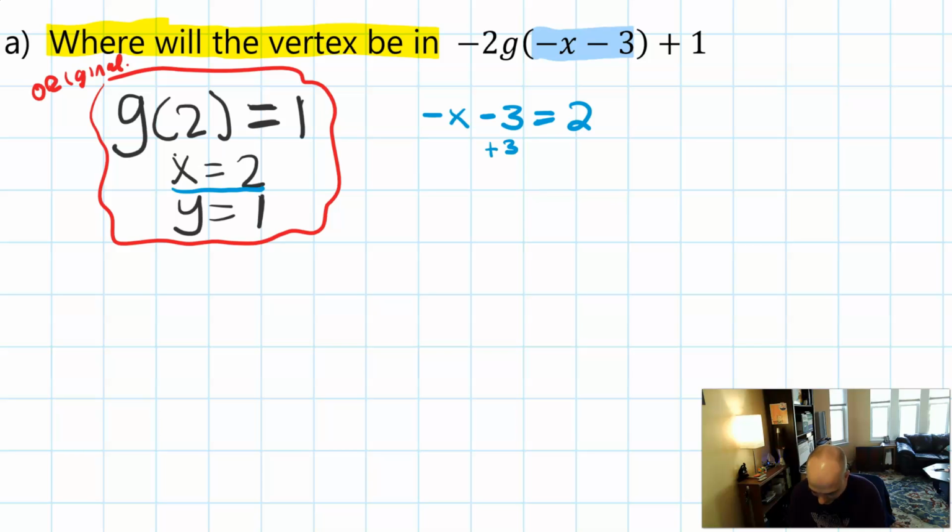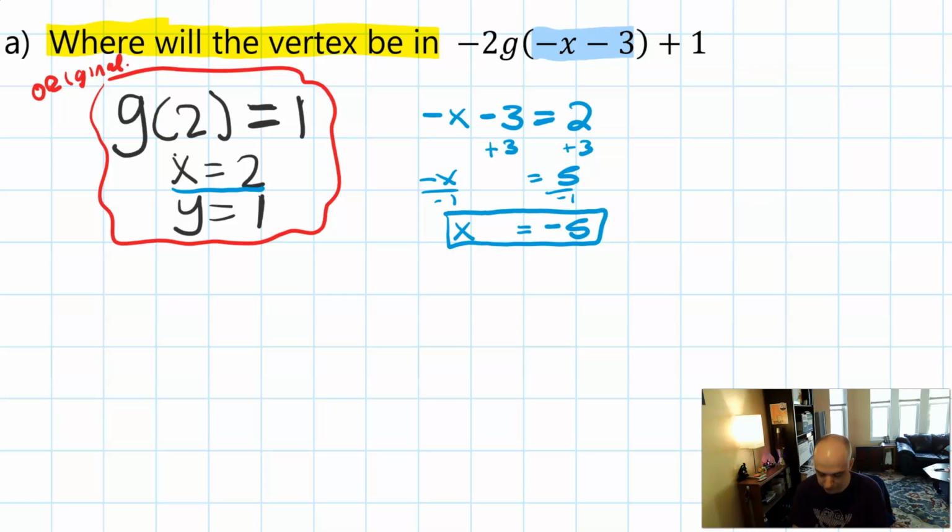Let's solve it backwards by adding 3. So I get negative x equals 5, and then I'll divide by negative 1, and get x is equal to negative 5. That's going to be the x-coordinate of the new vertex. That is, it will be some combination of shiftage and reflectage, and it's going to end up at negative 5. Okay. Next, let's do the y-coordinates.